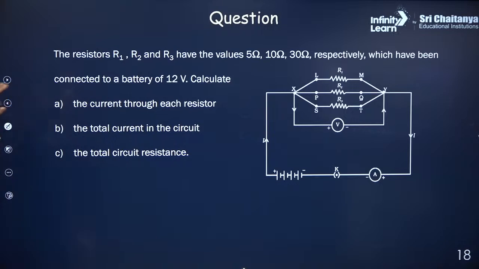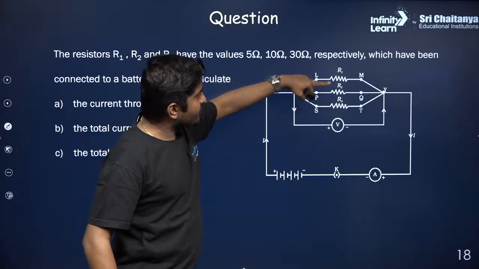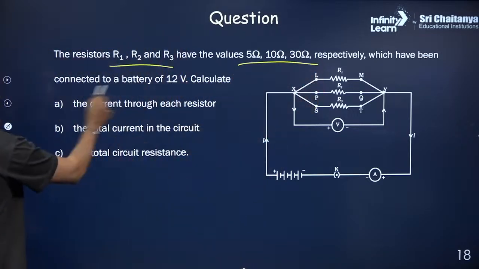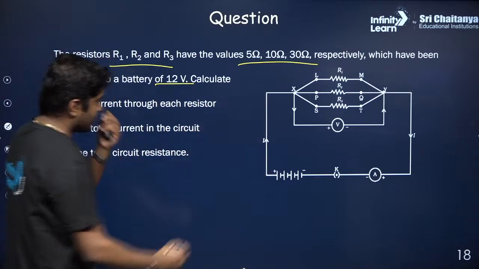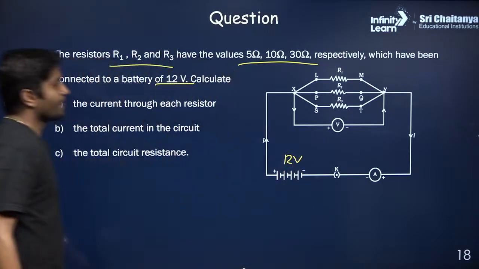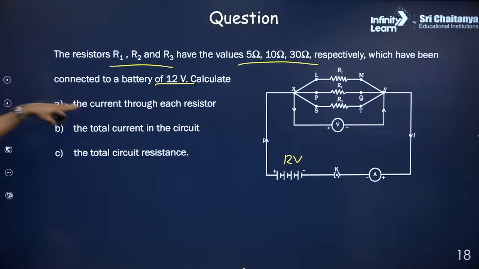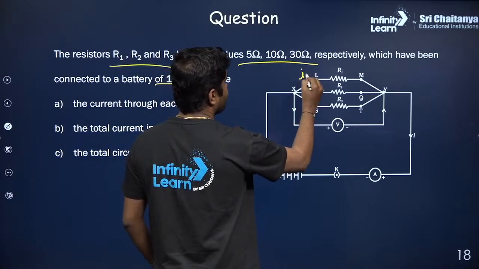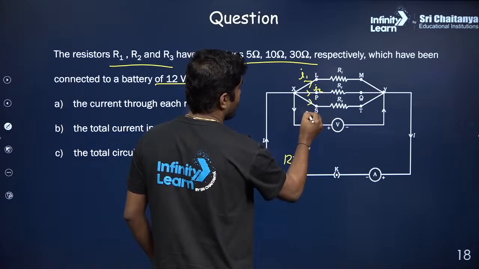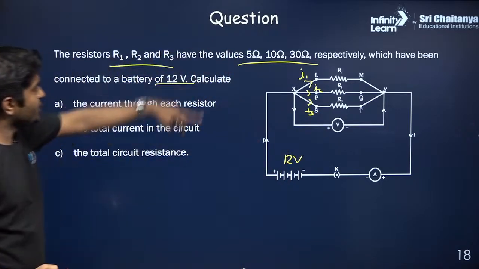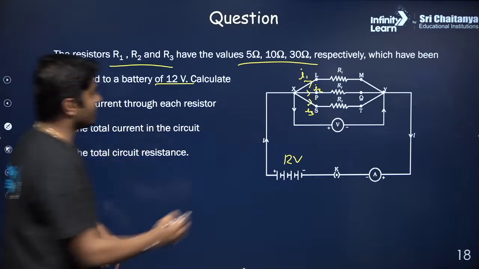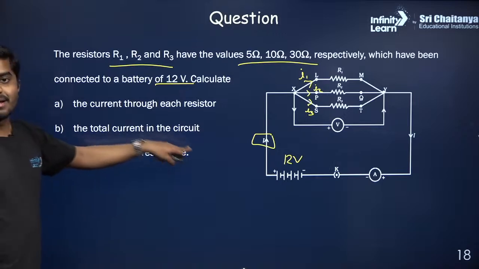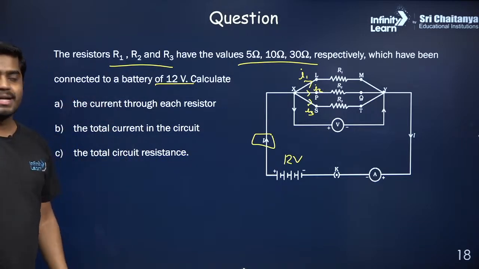Nice. Okay, so there are three resistors, R1, R2, R3, connected to a 12 volt battery. They are arranged in parallel. This battery is 12 volts. Correct? So what do we have to find out? The current through each resistance, so we have to calculate the currents I1, I2, I3. Then the total current in the circuit, and the total circuit resistance. So let's do it one by one.